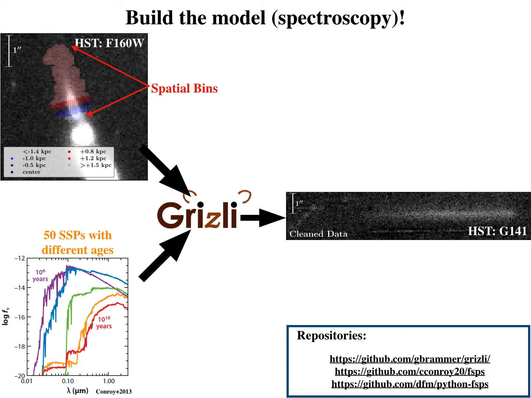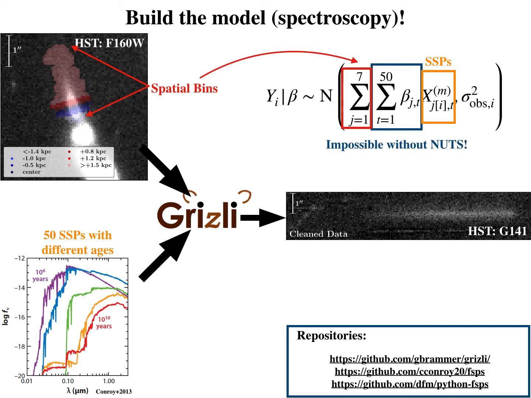After inputting all this information in Grism, we're going to have a model for our data. To infer the fluxes for each one of these spectroscopic pixels, which I denote with y_i, given the weights of these SSPs, which is beta, we're going to use a normal distribution as shown here. One thing that is important to note is that we are only able to sample the SSPs in age space and use 50 templates, and basically 50 free parameters, because we have a NUTS sampler.